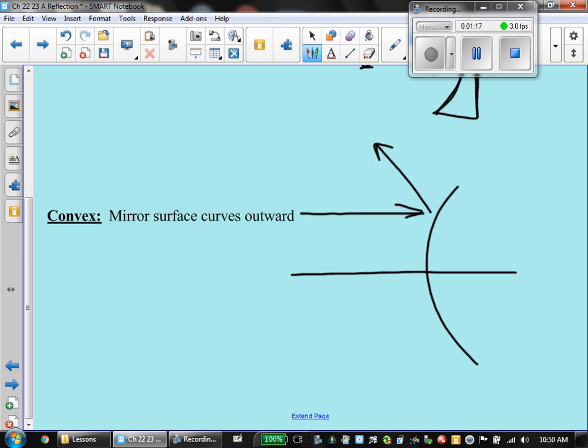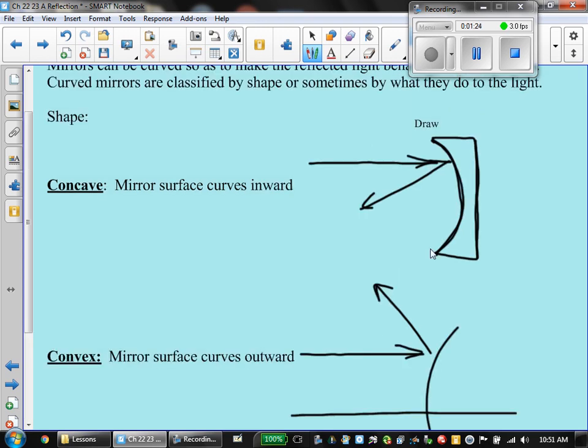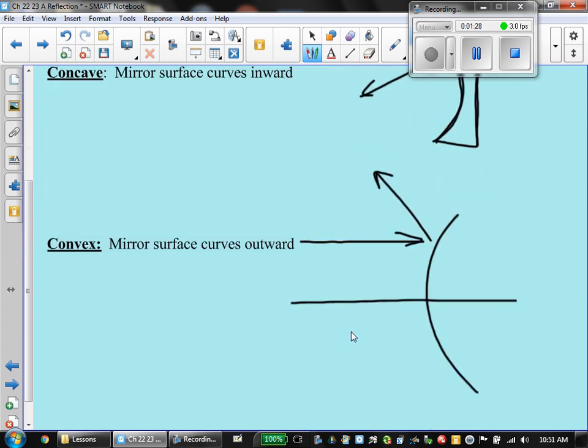You've probably seen both of these. If you think about a spoon, for example, if you pick up a spoon at dinner and look at one side, if it's curved inward, we have a concave side of the spoon, the part that you pick up the soup with. And if you flip it over to the other side, we have convex. So mirrors are classified one way by their shapes, concave and convex.